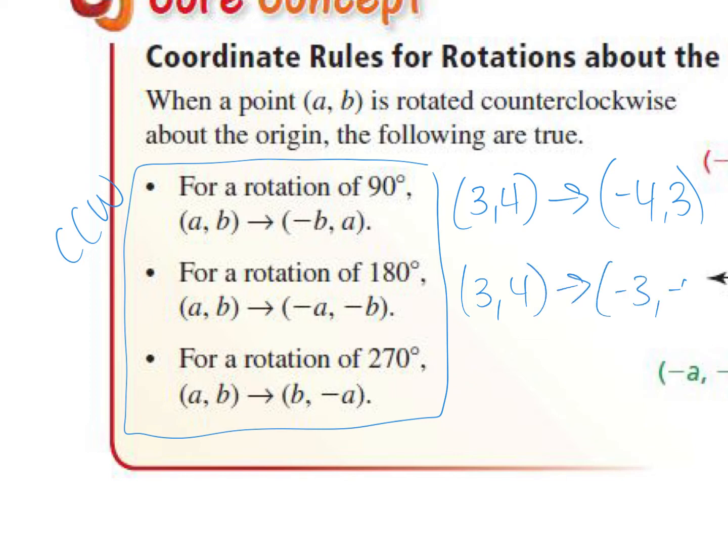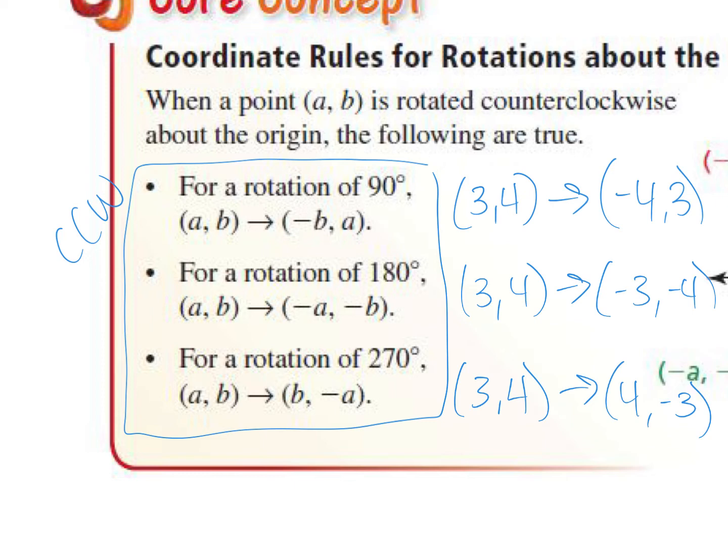Negative 3, negative 4. Do not change the 4 and the 3. Do you guys see that? Don't flip them. And the last one, if we had 3, 4 and you rotate 270 degrees about the origin, counterclockwise, what's your new coordinate? 4, negative 3.